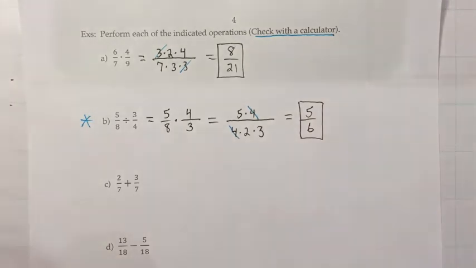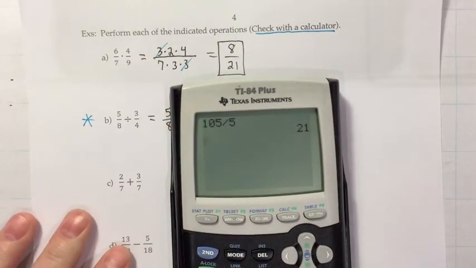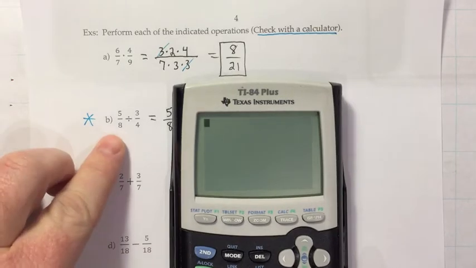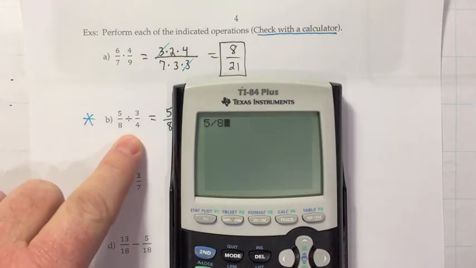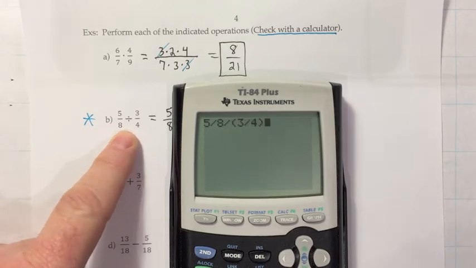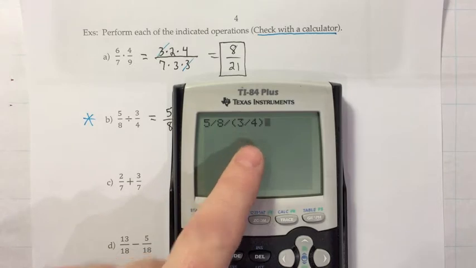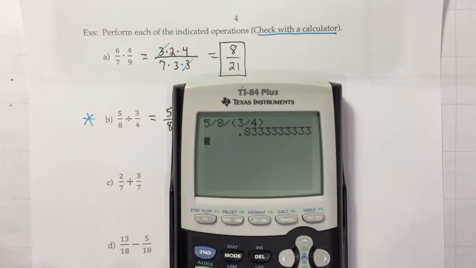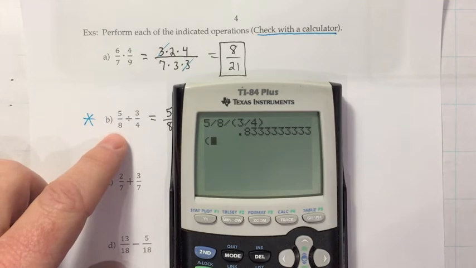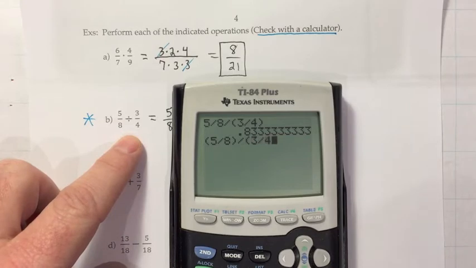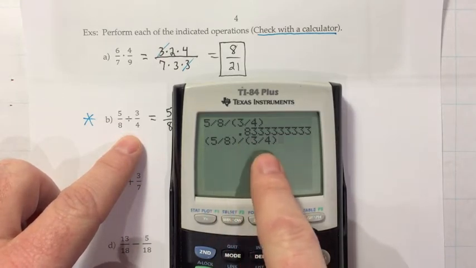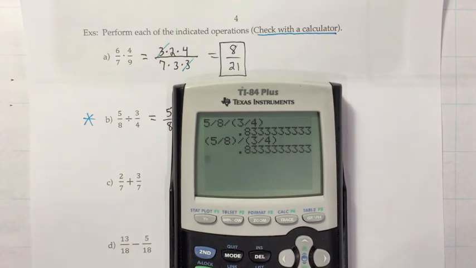All right, so we said we were going to check this one with the calculator. So let me go ahead and show you what they mean by that. So what they have in mind is that you would take the initial problem, 5 over 8, divided by 3 over 4, and it is actually important on division that you put the divisor in parentheses. That's actually fine. It's maybe even a better idea to put both in parentheses so that you see it as one fraction divided by another fraction. It turns out it's the same.